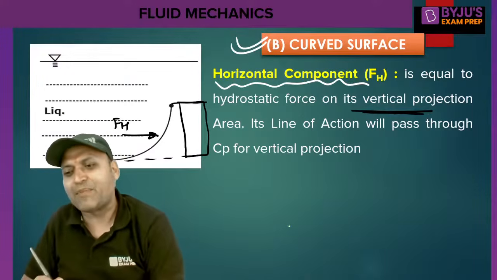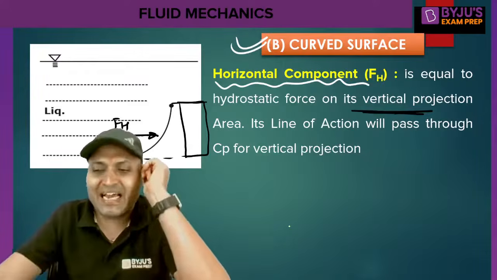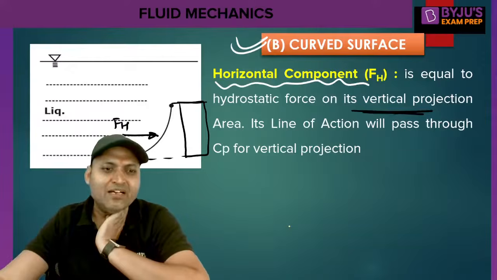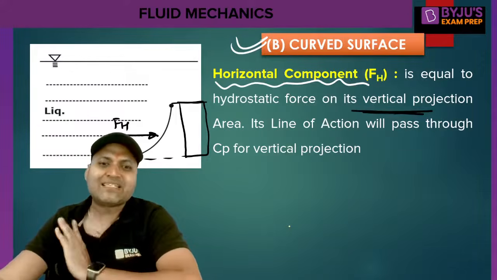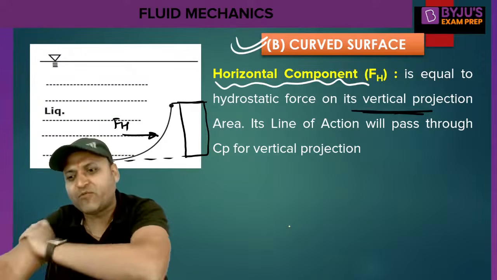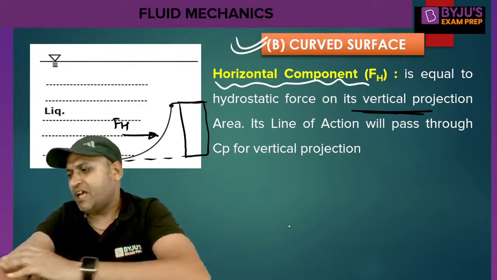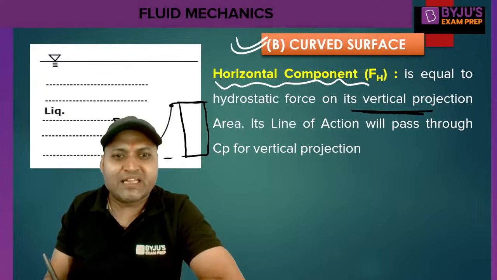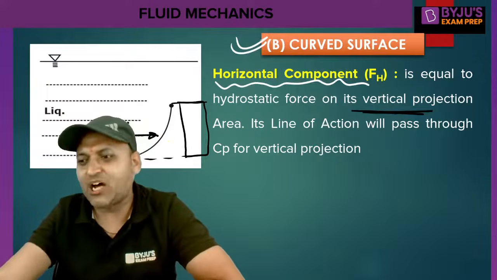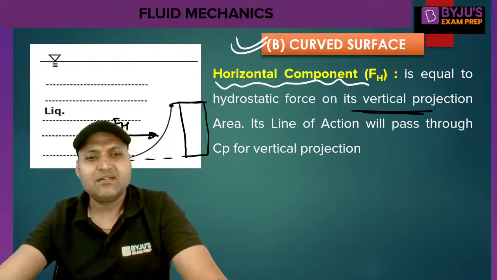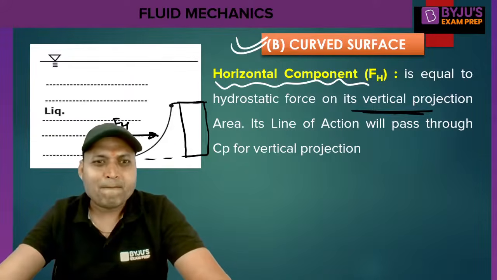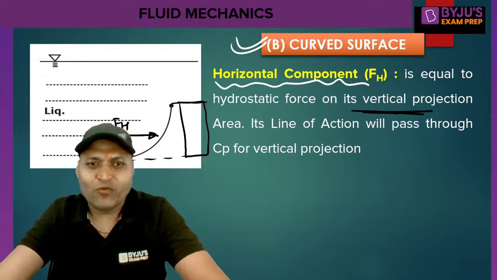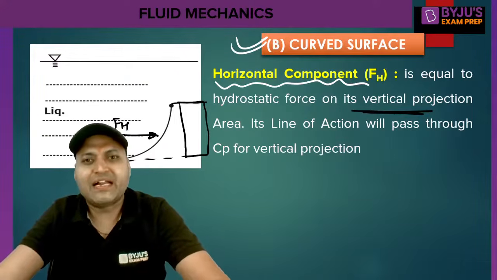IG standard figures should be known. For a rectangle, IG is LB cube by 12. For a triangle, BH cube by 36. For a circle, it is pi by 64 d to the power 4. And if it is irregular geometry, that IG will be provided to you in the question. So finding IG will not be a task. In FM, it will not be asked to calculate the value of IG. IG will be provided to you directly or indirectly.